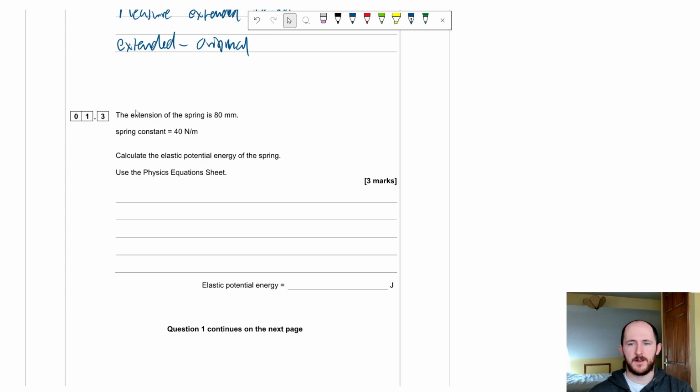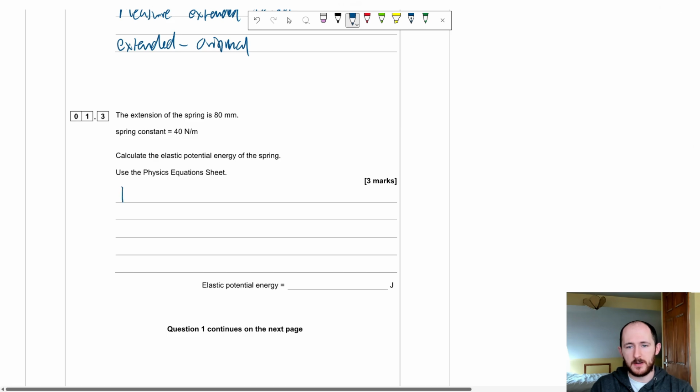And here we come on to the first calculation. The extension of the spring is 80 millimeters. The spring constant, essentially telling you how stiff the spring is, is 40 newtons per meter. So it takes 40 newtons of force to stretch the spring by a meter. Calculate the elastic potential energy of the spring, use the physics equation sheet.